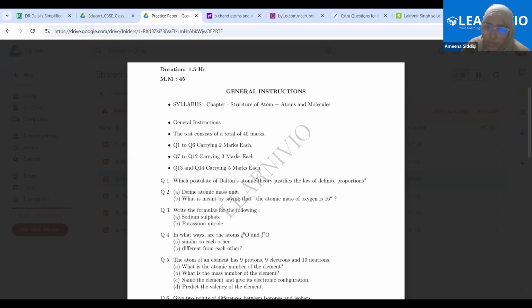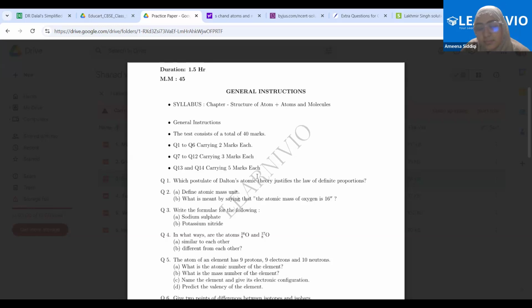Which postulate of Dalton's atomic theory justifies the law of definite proportion? The law of conservation of mass, right? Law of definite proportion. Mithun. What is the law of definite proportion? Nikhil, what is the law of definite proportion?